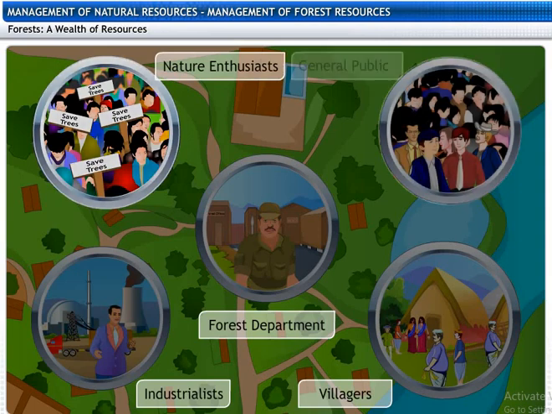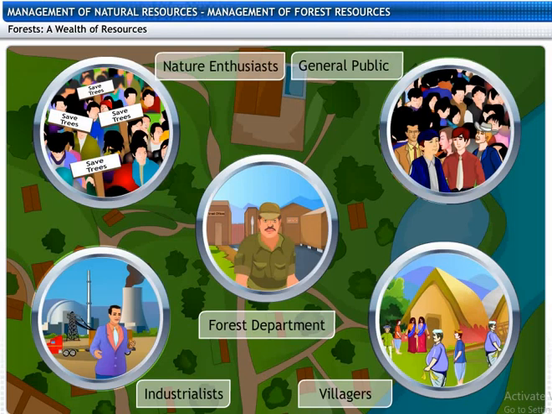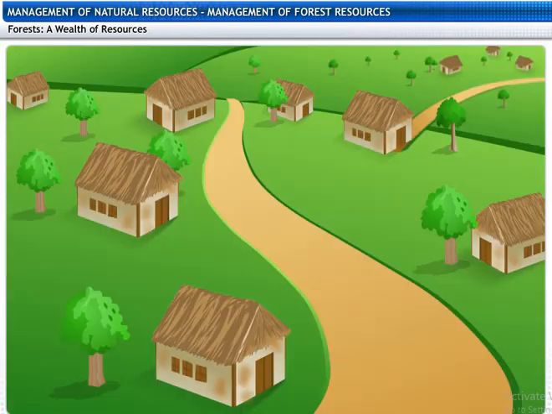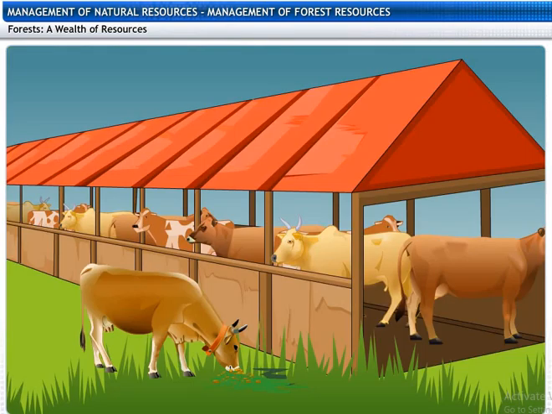Let's take a closer look at how some of these people depend on forest resources. The people living in or near forests use the wood for fuel, bamboo to thatch their houses, and to make baskets, leaves for fodder, herbs for medicines, and fruits and nuts from forests for their food. They also let animals like sheep and cows graze in the forests.